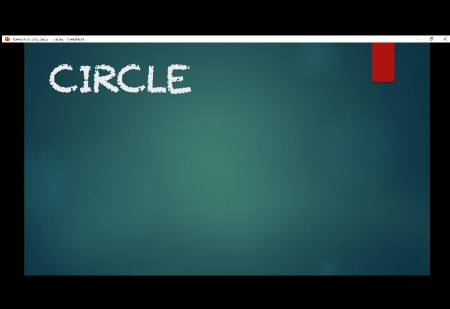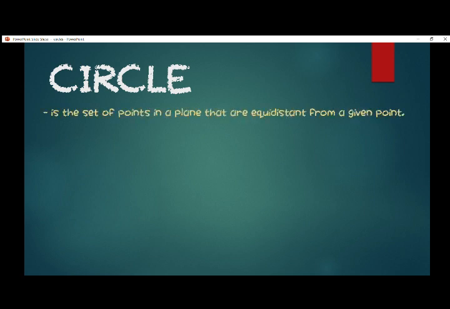So first, what is circle? Circle, by definition, is the set of points in a plane that are equidistant from a given point. Equidistant means having equal distance.